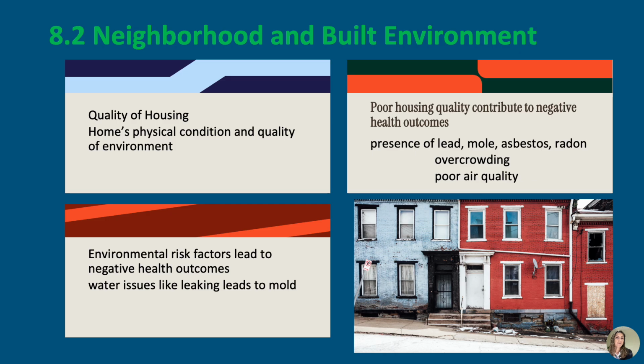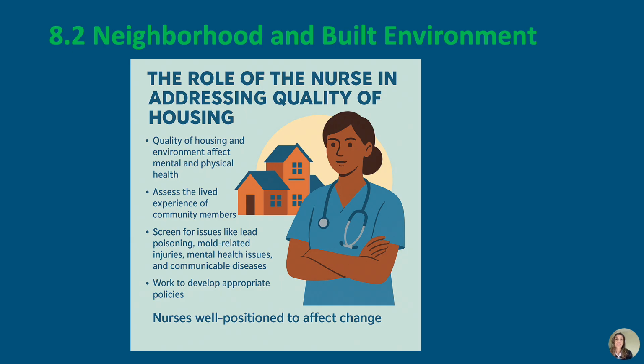And we can look at air quality, because we know that poor air quality has negative health outcomes. And also water issues like lead leaking or mold leaking into the water, exposure to asbestos. All of this is going to cause poor health outcomes. So nurses can be key advocates for better quality housing.